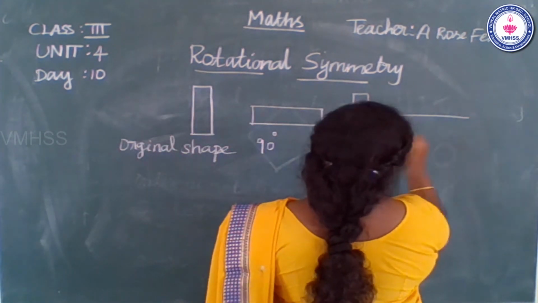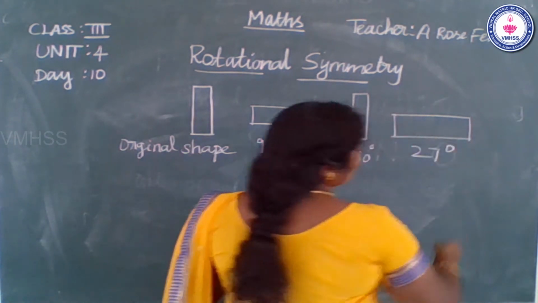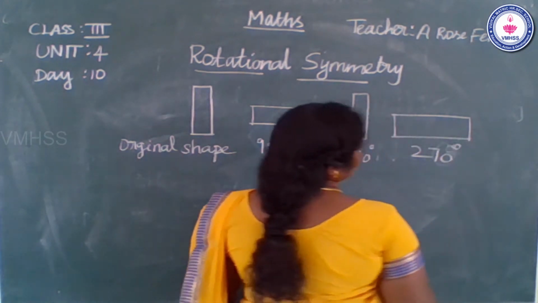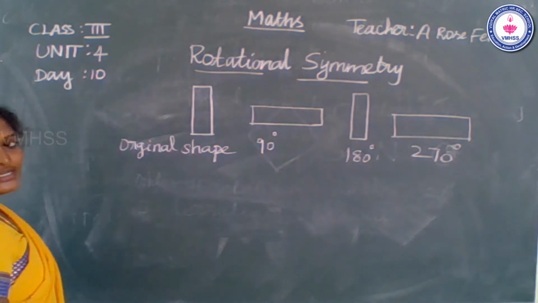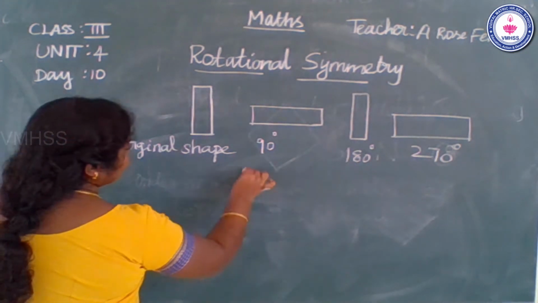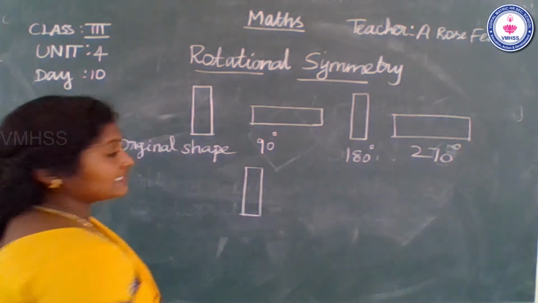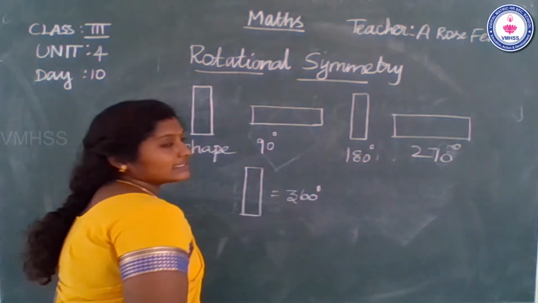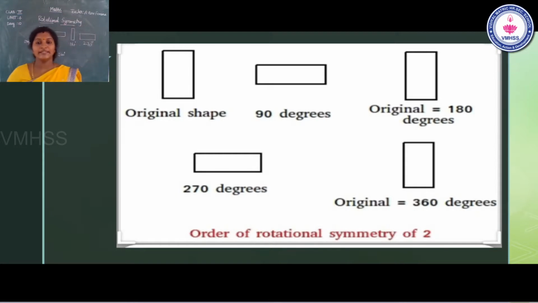This one is 270 degree. The last picture is 360 degree. See the slide. What is the first picture? This is the original shape.